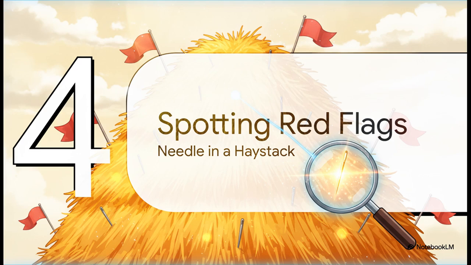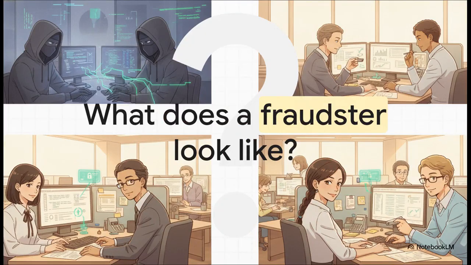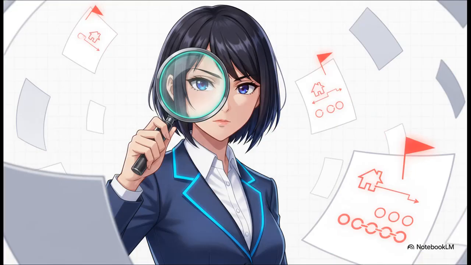All right, Section 4, spotting fraudulent red flags. So we really have to ask ourselves, what does a fraudster actually look like? We always picture these shadowy hackers infiltrating mainframes from a basement somewhere, but the reality is way closer to home. Usually the culprit is an employee hiding right there in plain sight, sitting at a desk in the accounts payable department, using their insider knowledge to exploit system weaknesses. So the trick is knowing exactly what irregularities to look for during an audit.